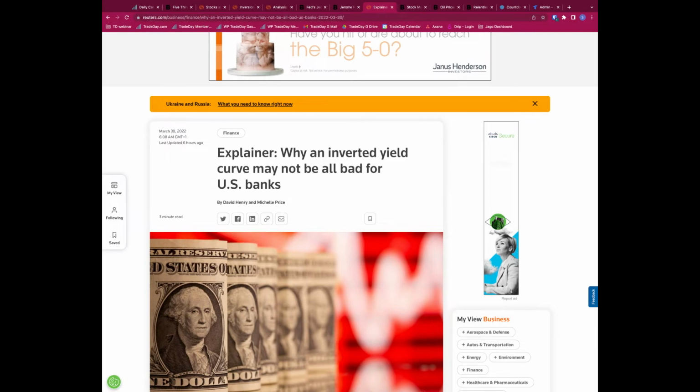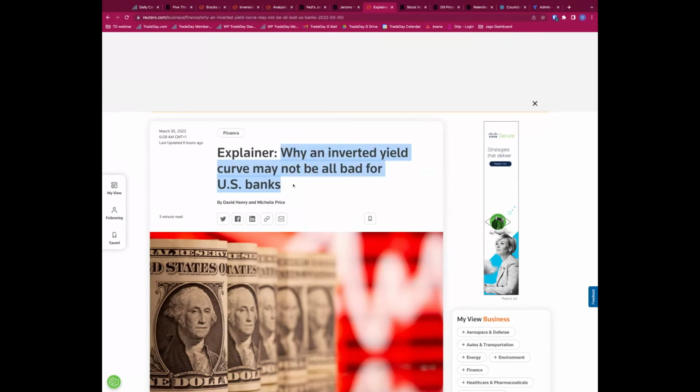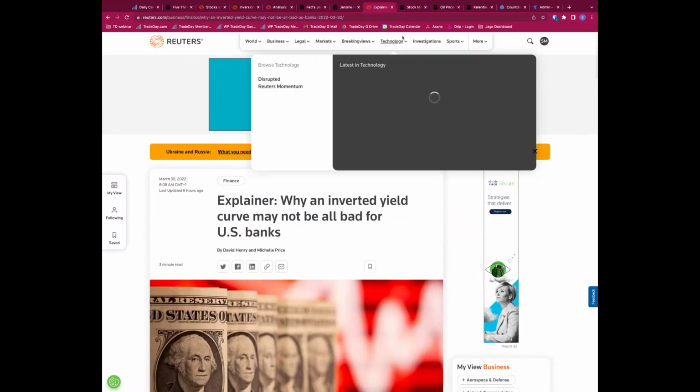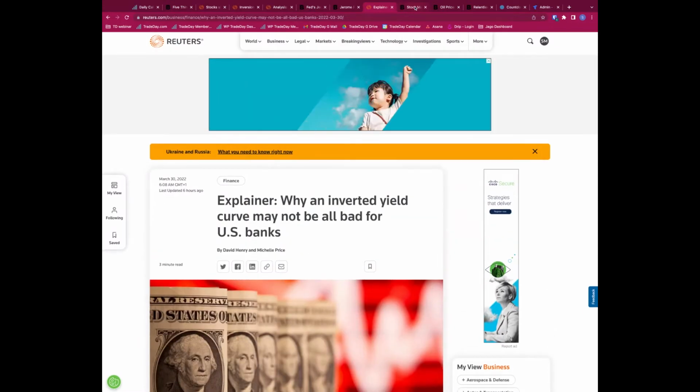This article goes on to explain why an inverted yield curve, which you would think would be bad for banks, is not necessarily that bad for them. I don't really have time to get into that. If you're interested, go and find that explainer article and take a look.